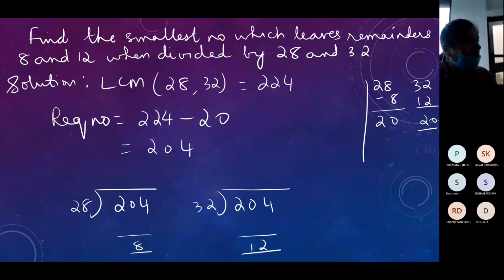So what I was telling you is here LCM you have only one answer, but remainders you have 2. So how do you handle it? Do this and you get one single number, 20 now. There's only one number now, 20. That number you subtract from the LCM. You can check if you want. I've written it down for you. When you divide this number 204 by 28, the remainder will be 8. And when you divide 204 by 32, the remainder will be 12. So the required number is 204.